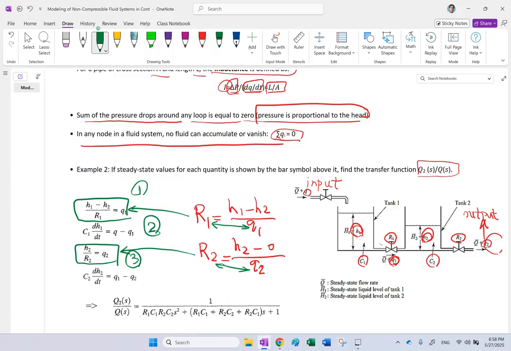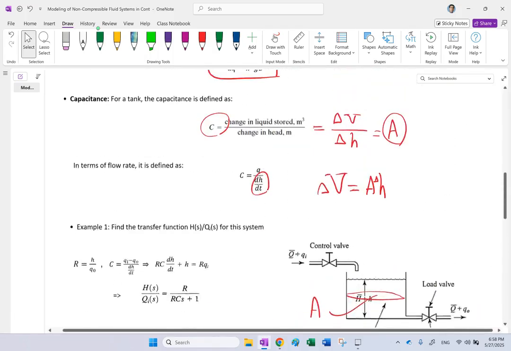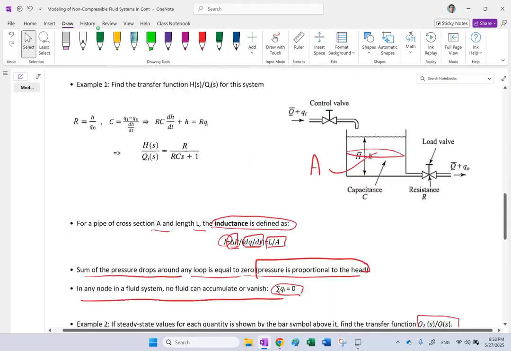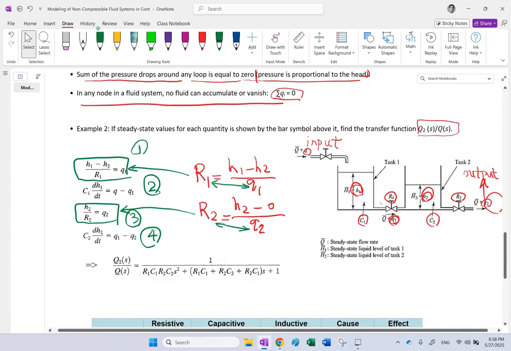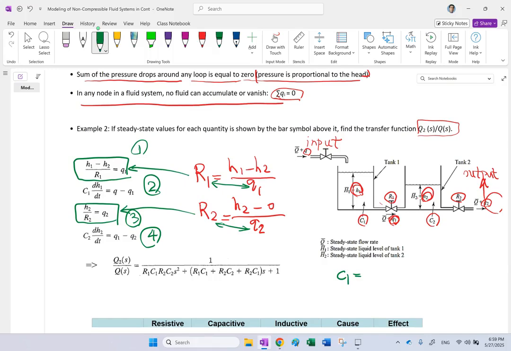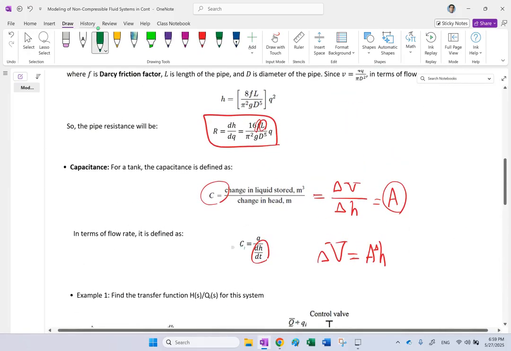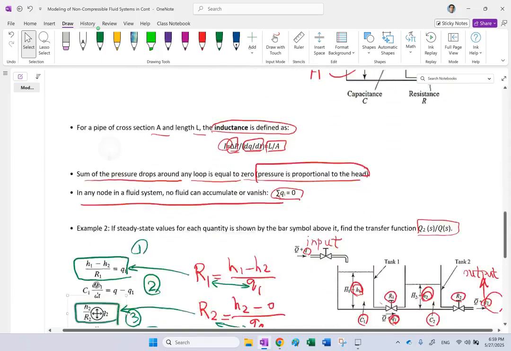Well, for 2 and 4, I need to look back at the definition of capacitor, or capacitance, sorry. Capacitance is Q over the change in the H, okay? Q over dH over dt. So what's the C1? What's the definition of C1? C1 is equal to, remember, again, Q over dH over dt.